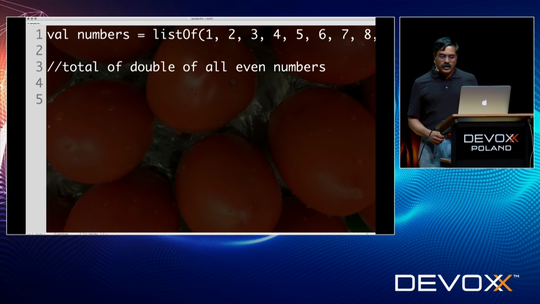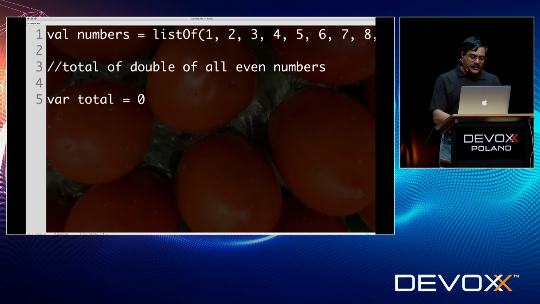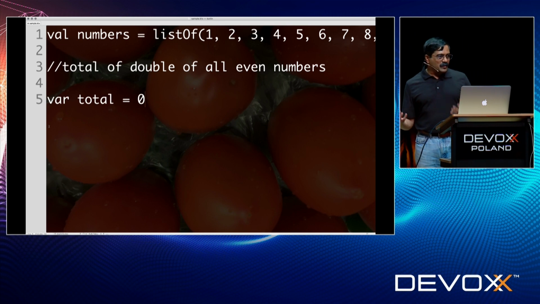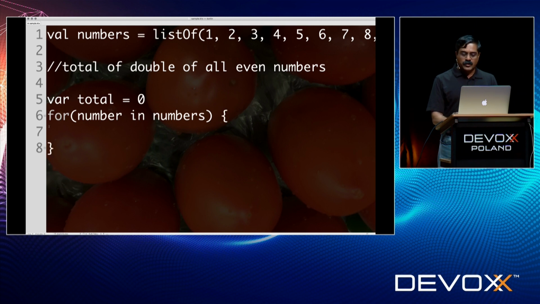How would you go about doing that with the imperative style of programming? Well, you would typically create a variable to hold the result. And that's the first smell. You've got to create a mutable variable to start with. Then you can say for, and you can provide a number, and then number coming from numbers, which is this collection of numbers you want to deal with.